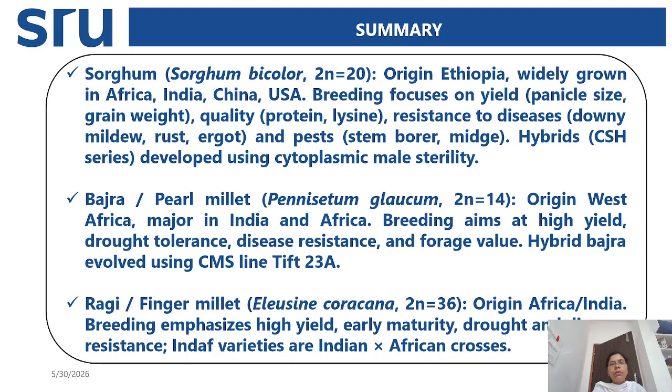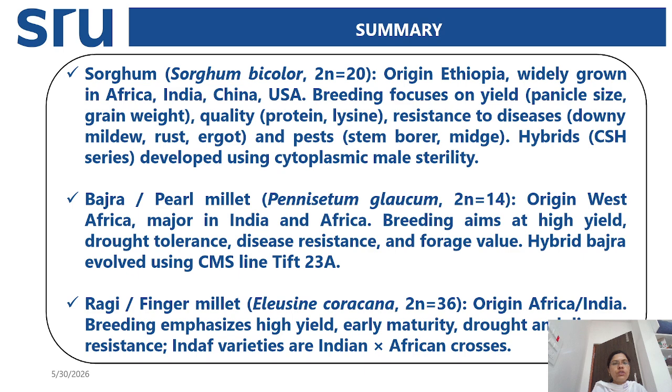Next, coming to sorghum of all these millets. The scientific name is Sorghum bicolor, having the chromosome number 20, and it originated in Ethiopia and is widely grown in Africa, India, China, and USA. The breeding mostly focuses on yield, that is panicle size and green weight, whereas for quality it is on protein and lysine content, and resistance to diseases like downy mildew, rust, and ergot, and pests like stem borer, shoot fly, and midge. Many hybrids are developed for both kharif and rabi seasons by using the cytoplasmic sterility line.